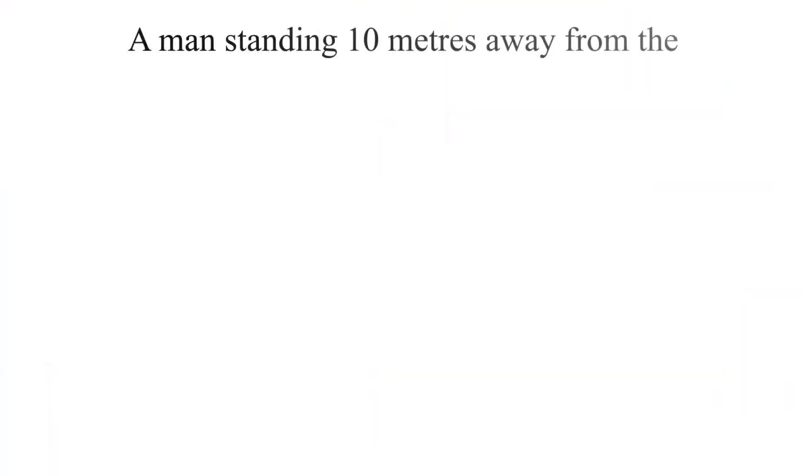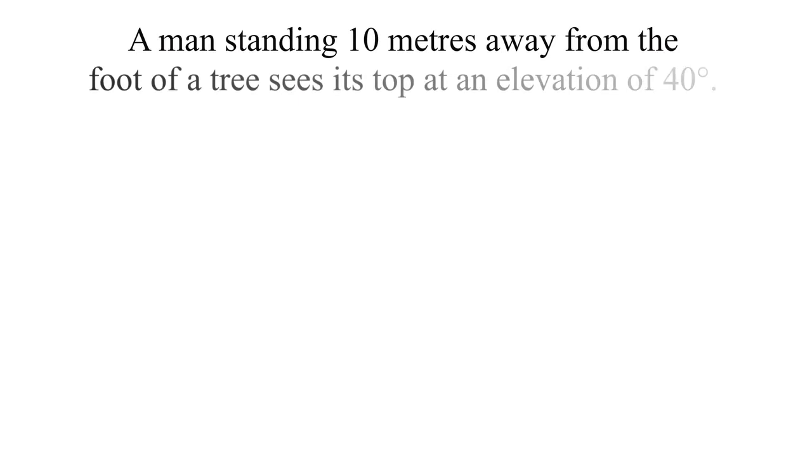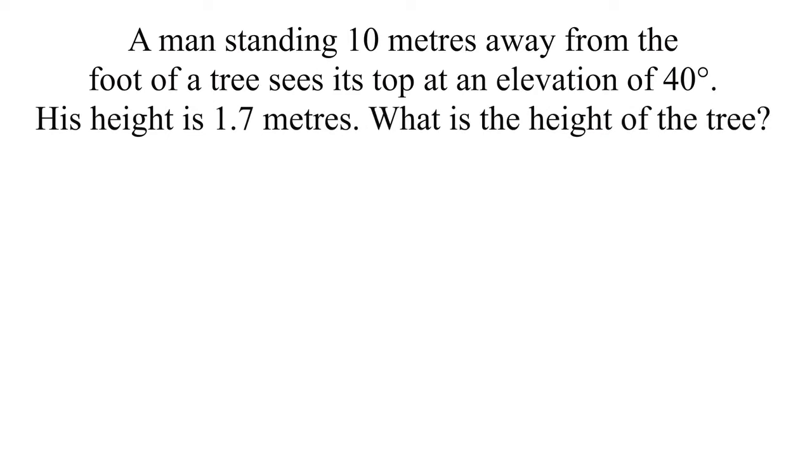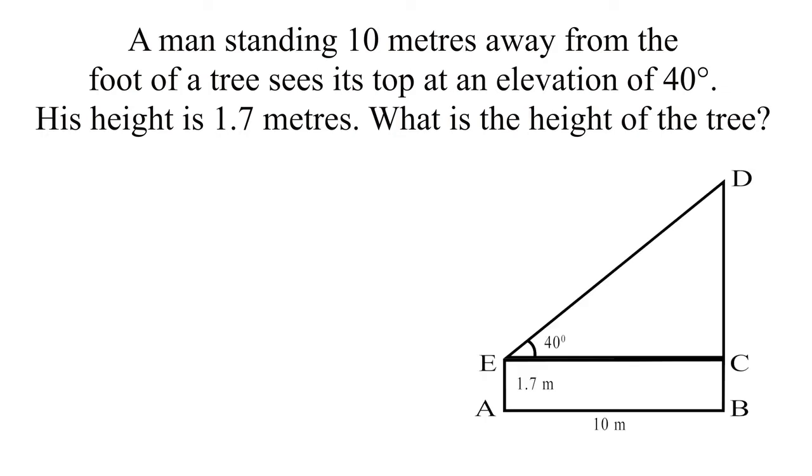A man standing 10 meters away from the foot of a tree sees its top at an elevation of 40 degree. His height is 1.7 meter. What is the height of the tree? For solving this problem, we have to draw the figure. You can see the figure here. In this figure, AE is the man and BD represents a tree.